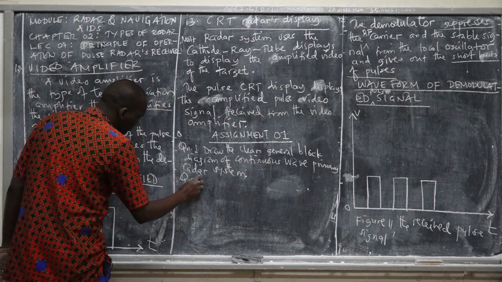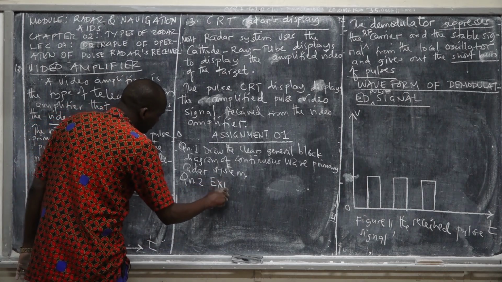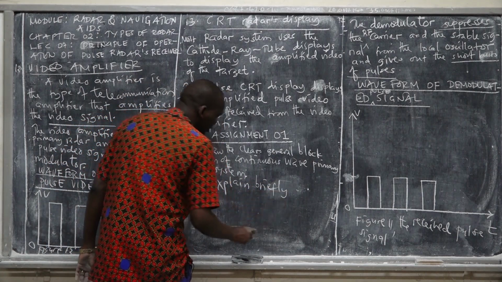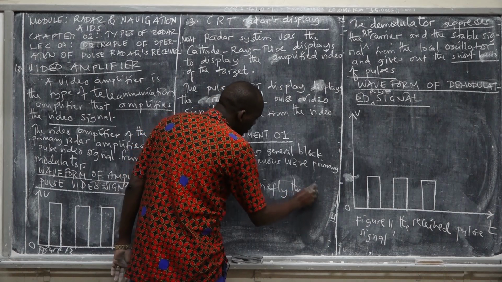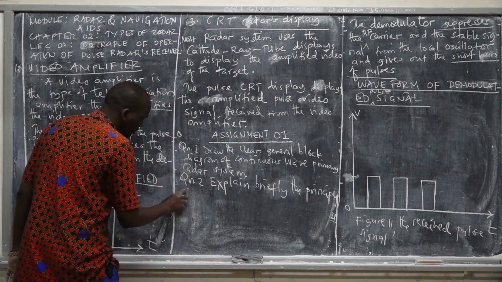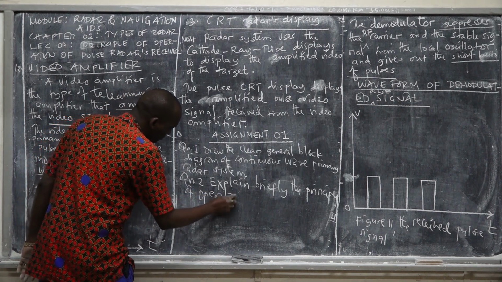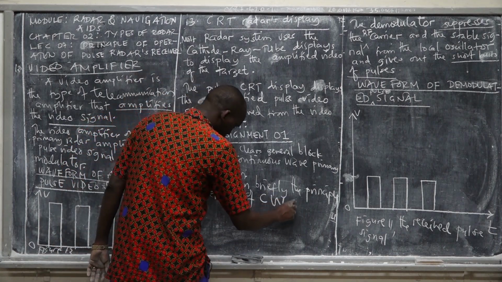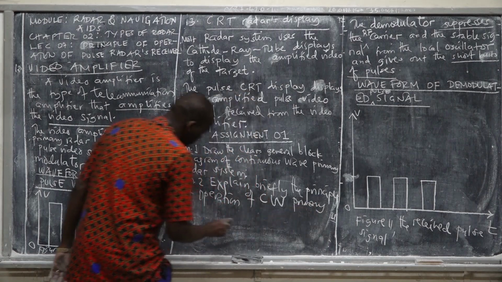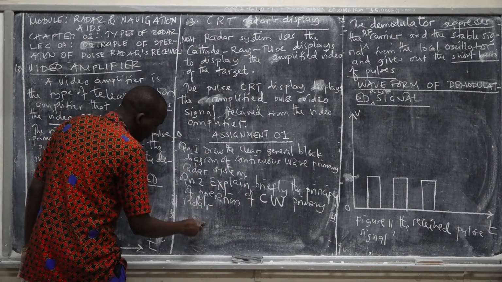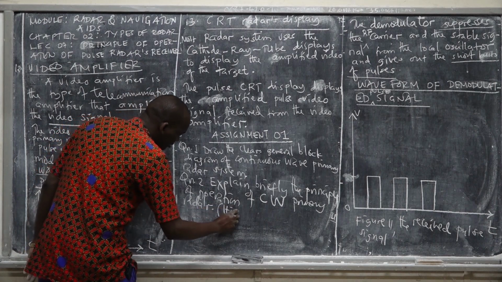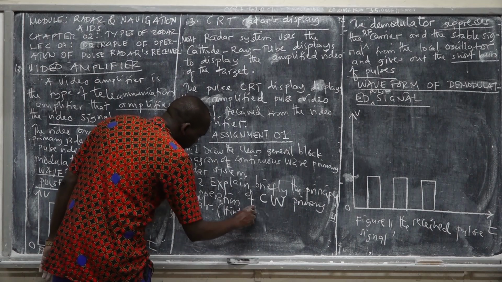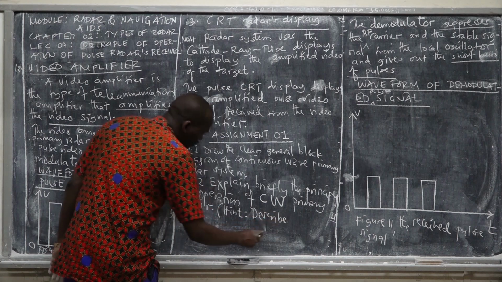The second question: explain briefly the principle of operation of CW, continuous wave primary radar. Hint: describe each block.